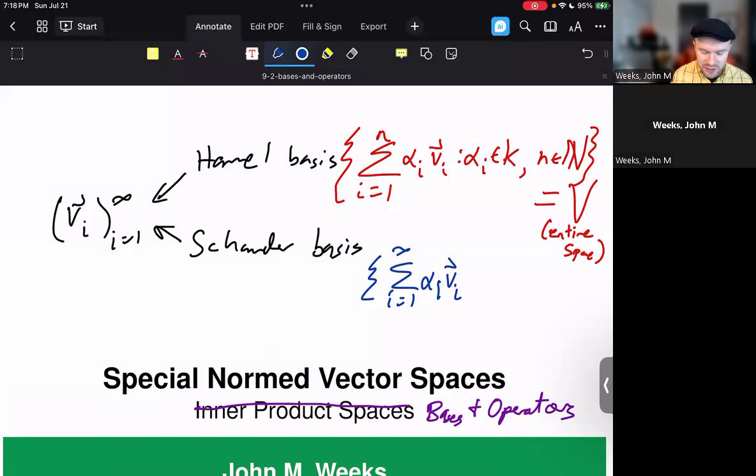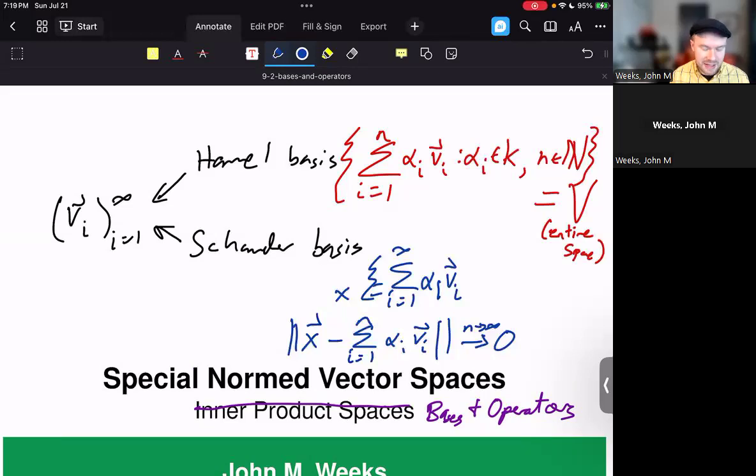What I mean by convergence in norm is that if I call this vector x, then the norm of the difference between x and the partial sums of this series goes to 0 as n goes toward infinity. So when I'm writing something like that, that's what I mean: you can be taking partial sums of this and then continuing to see those grow.